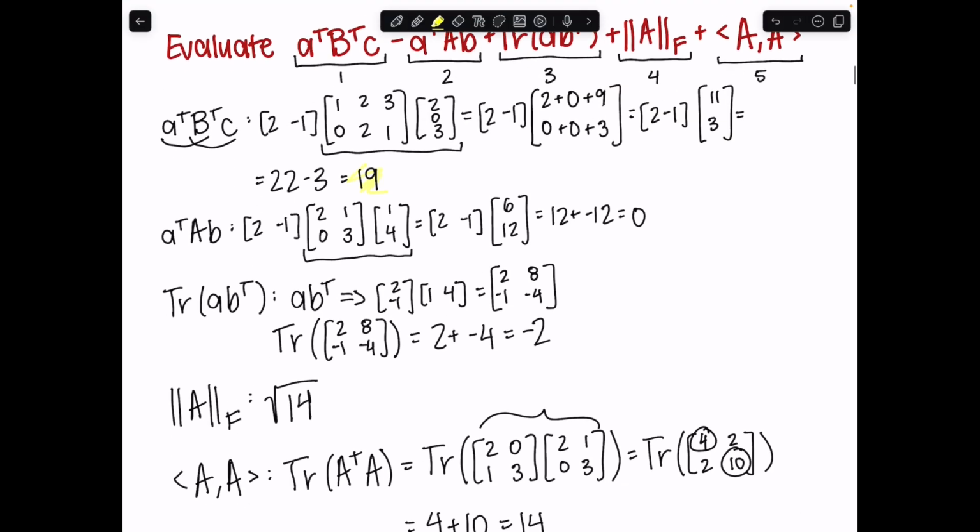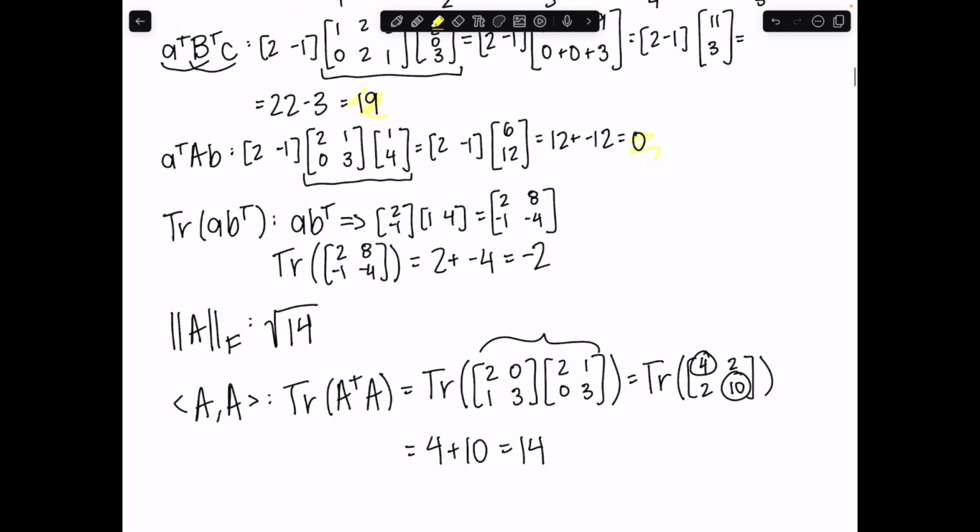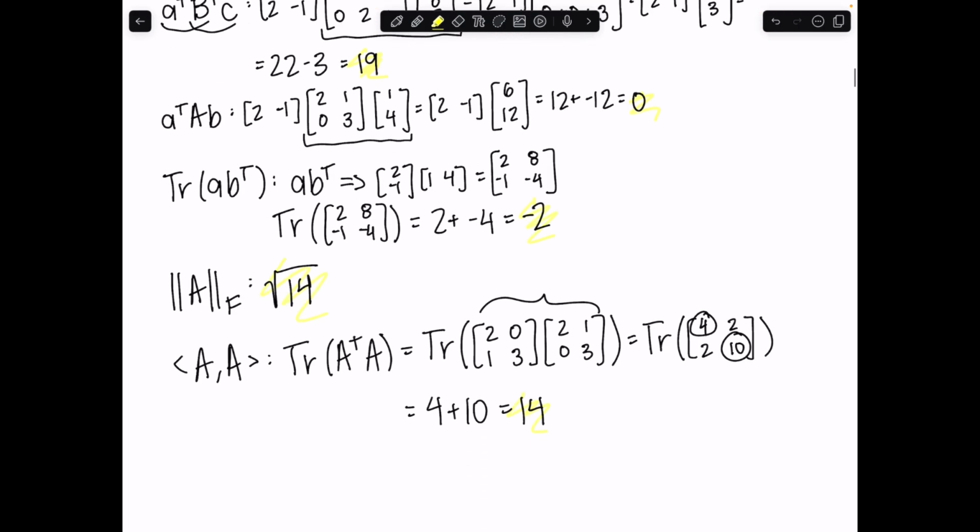So now let's take each of these components and add them up. So we have 19 plus 0 plus negative 2 plus root 14 plus 14. And that should give us 31 plus root 14, which is our answer to this problem.